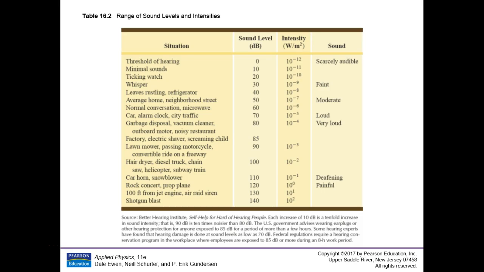Okay. Now notice how these are related with intensity, which is watts per square meter. Every time you go up a power of 10, you go up 10 decibels. So the power of 10 is related to 10 decibels. And that's why it's decibels, because it's 10 of them, okay? So the sound at the threshold is scarcely audible. A whisper is very faint. I probably wouldn't hear that one.